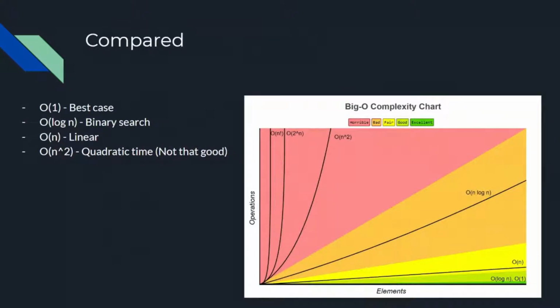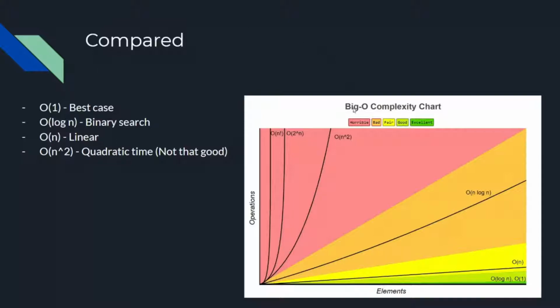So compared, O of 1 is your best case, meaning it is constant and will always run at the same speed. O of log n is pretty fast. It is most commonly seen in binary search. O of n is linear, meaning the input is pretty much going to directly correspond to the output. And O of n squared is quadratic time, which is not very good.